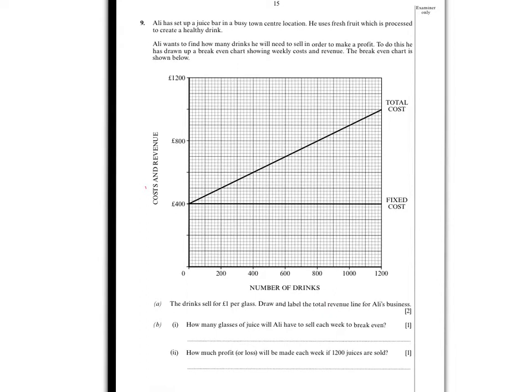They haven't given you the total revenue, and that's the number you're going to need. Right, it says, always with these things, underline anything that might be useful. There's nothing useful at the top bit at all, but there is a bit saying here, the drinks sell for £1 per glass.